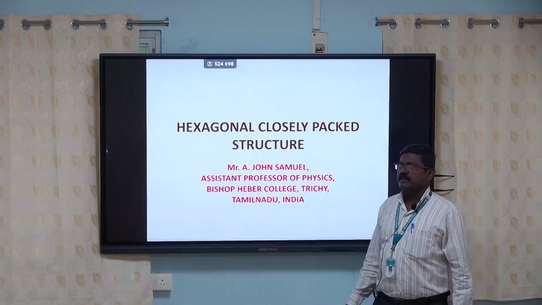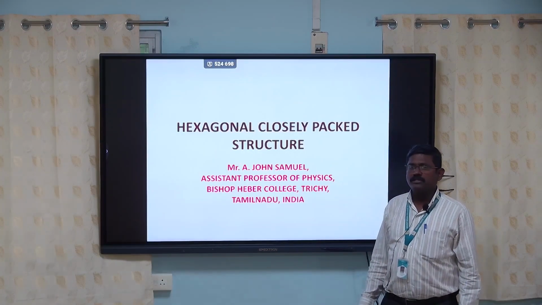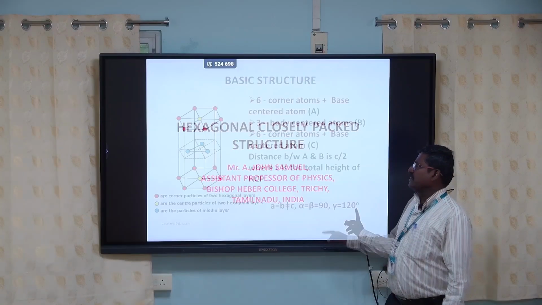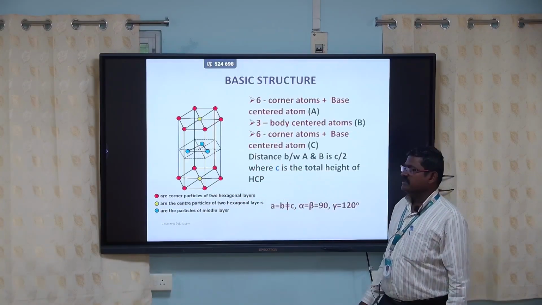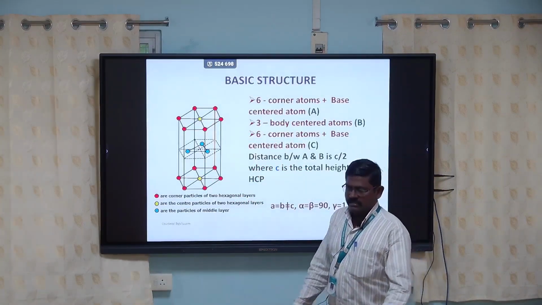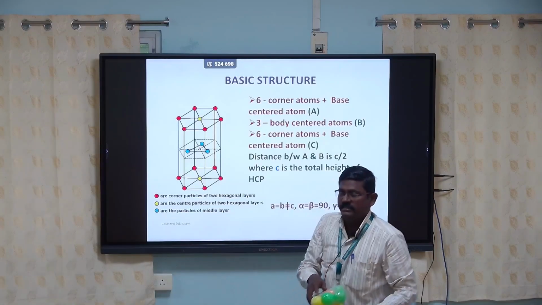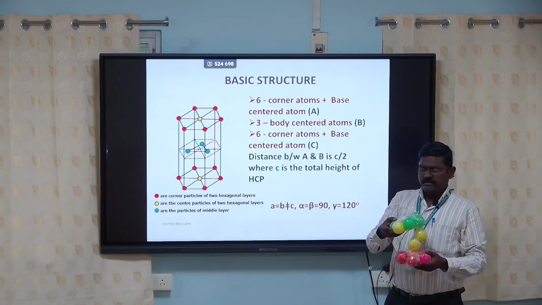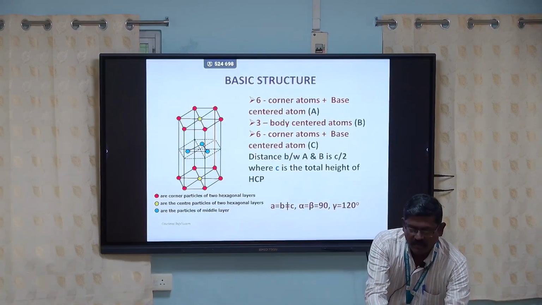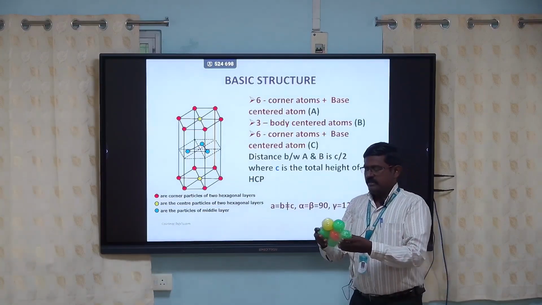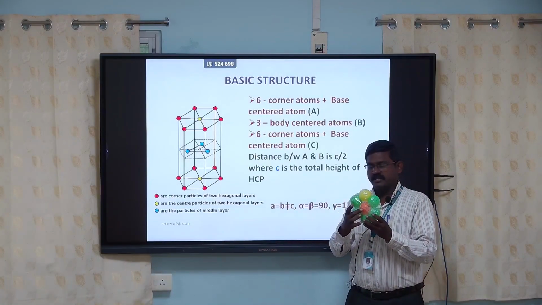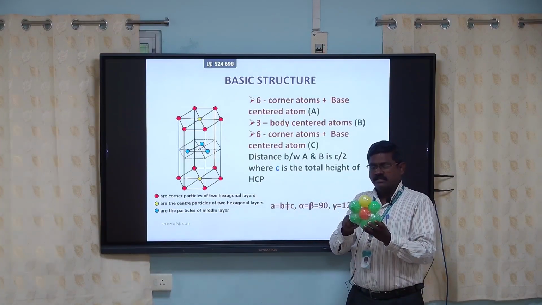My lecture is on hexagonal closely packed structure. Hexagon means six-gonal. The structure, this lattice, is in this way. Here a layer is there. This has a center atom surrounded by 6 corner atoms.